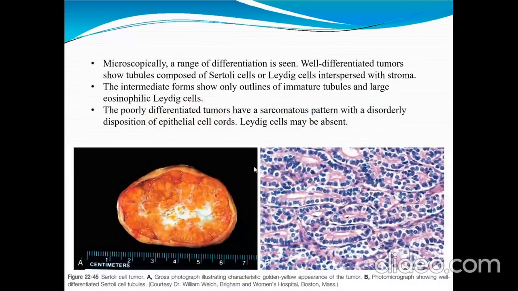Microscopically, a range of differentiation is seen. Well differentiated Sertoli-Leydig cell tumors show tubules composed of Sertoli cells or Leydig cells interspersed with stroma, as we can see in the photomicrograph included here. The intermediate form shows only outlines of immature tubules and large eosinophilic Leydig cells. The poorly differentiated tumor has a sarcomatous pattern with a disorderly disposition of epithelial cell cords. Leydig cells may be absent. The photomicrograph here is showing a well-differentiated Sertoli cell tubule, therefore the well-differentiated version of Sertoli cell tumor.